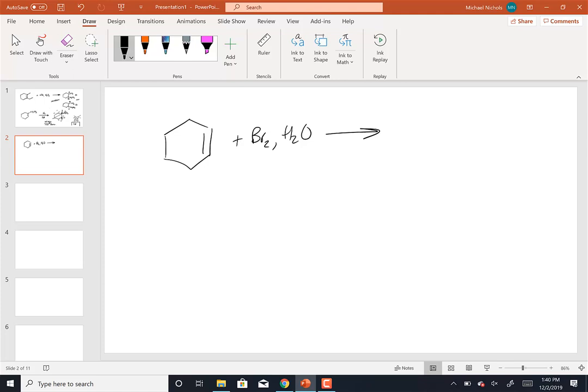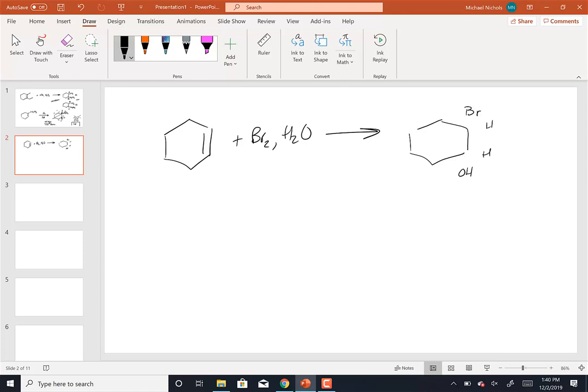Okay. All right, so what are we adding to the double bond? A Br and an OH. It's important that when you see bromine and water, you add Br and OH. Okay? It's not just two Brs. If the water's there, it's Br and OH. So we're going to add a Br and OH, Markovnikov.